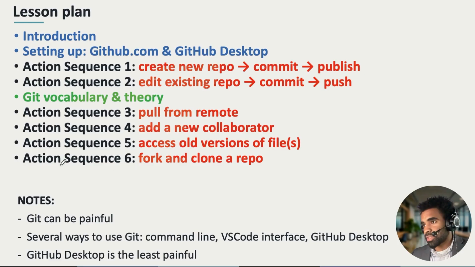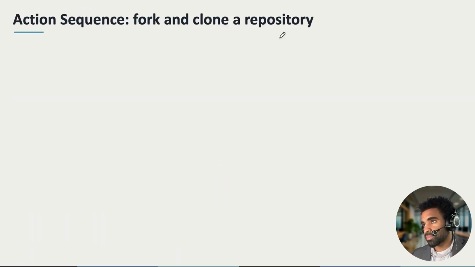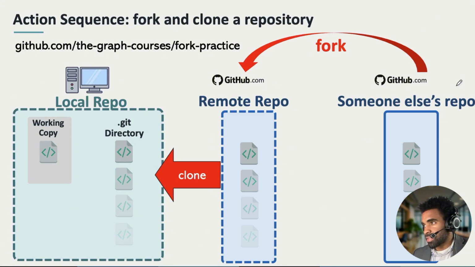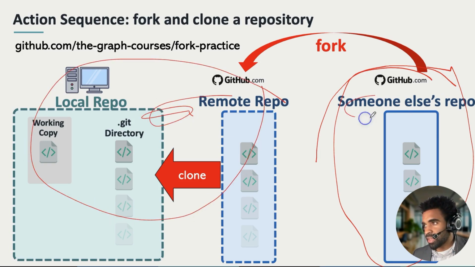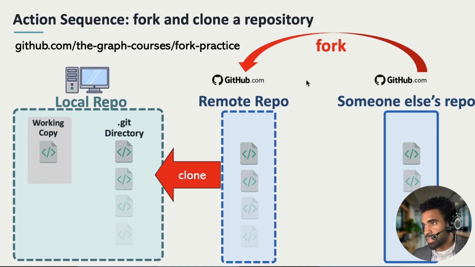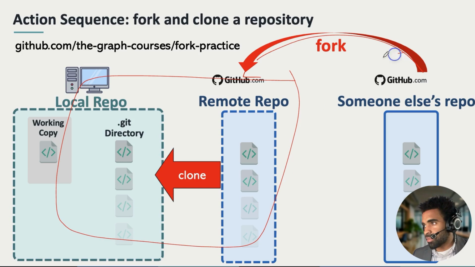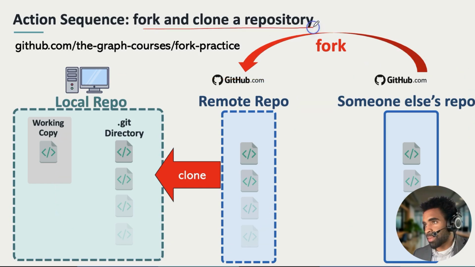Now for our next action sequence, let's see how to fork and then clone a repository. The basic idea here is that there's someone else's repo on github.com and you want to make a copy of that on your own system so that you can work independently of them. And the word independent there is important. When you fork, you're creating a copy that's independent of that person's repo. So let's see a quick example of how to do this.